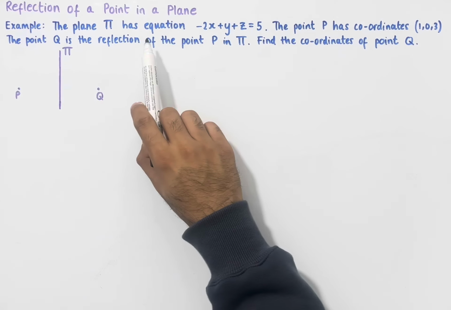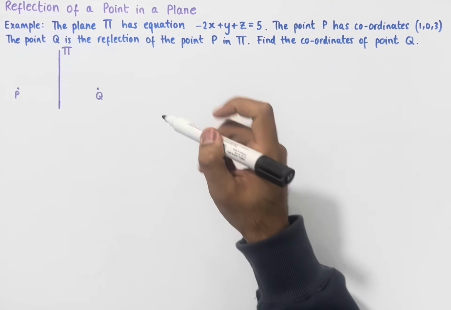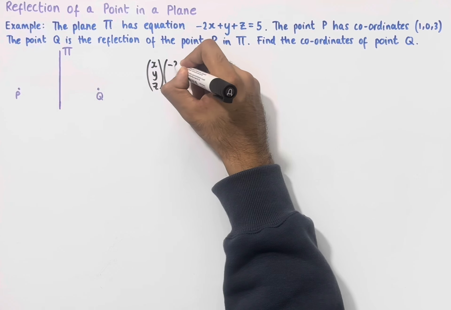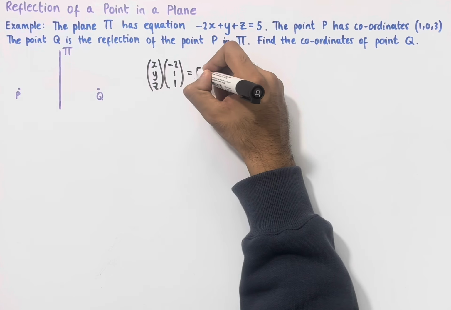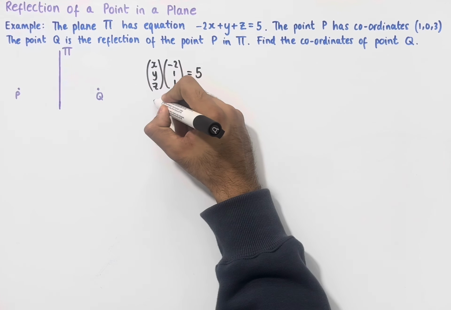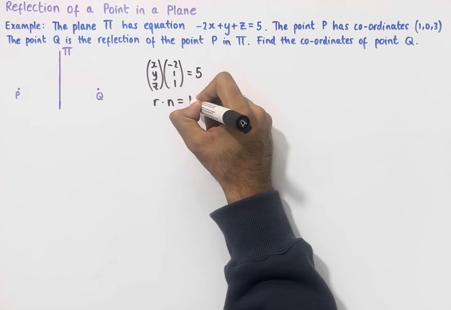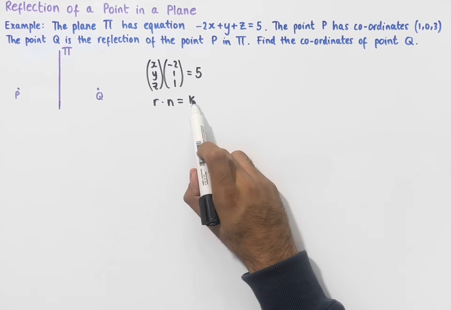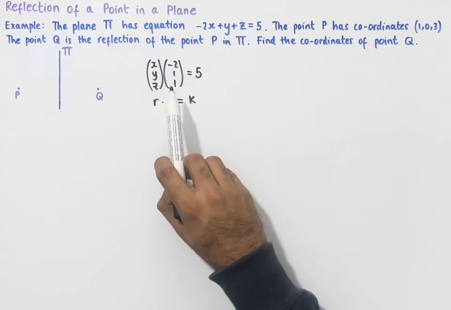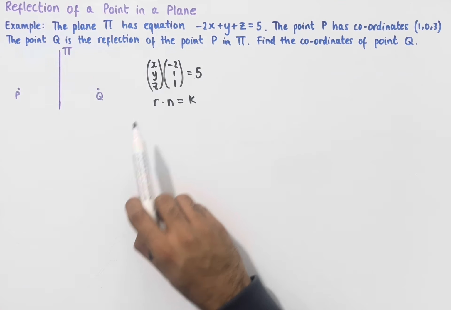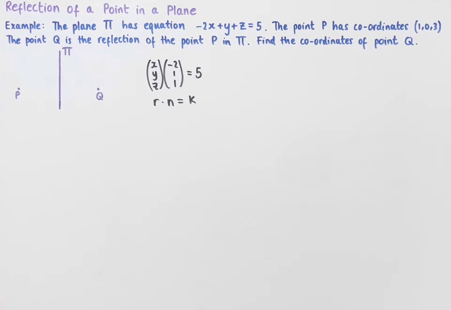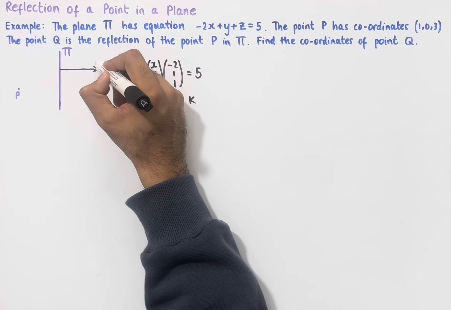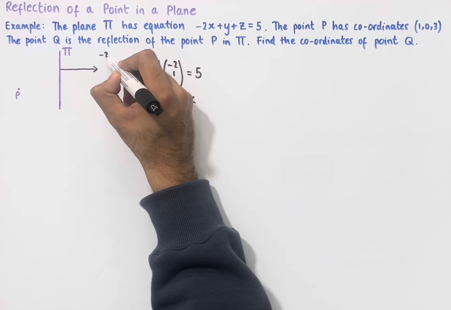Now we start by rewriting the equation of the plane in the following form. So we have x, y, and z multiplied by minus 2, 1, 1 equals 5. And so the equation of the plane has been written in the form r dot n equals k, where r is x, y, z, n is a normal vector to the plane, and k is a constant. And so a normal vector to the plane is given by minus 2, 1, 1, which we can mark on this diagram. And so we have the normal vector going in a perpendicular direction to the plane. We'll mark this on as minus 2, 1, 1.